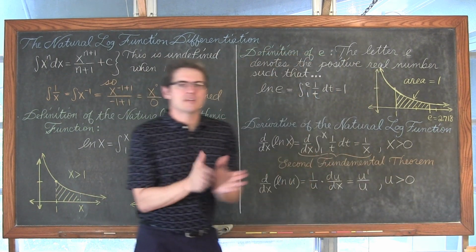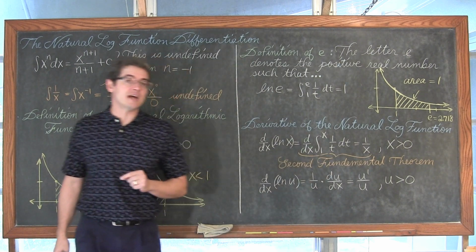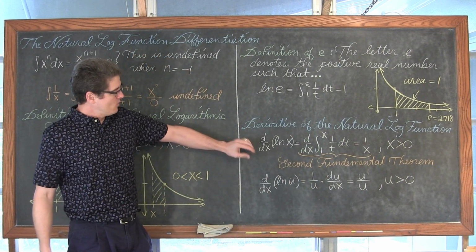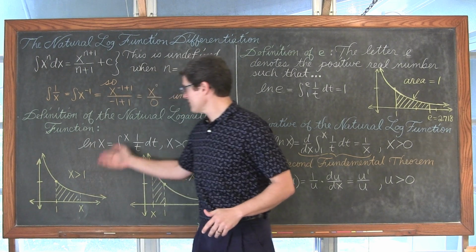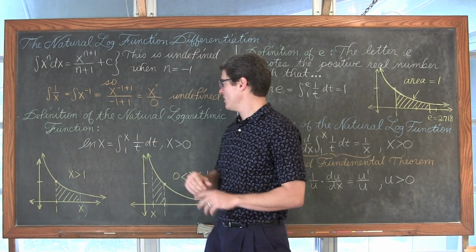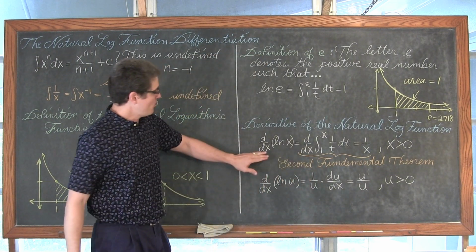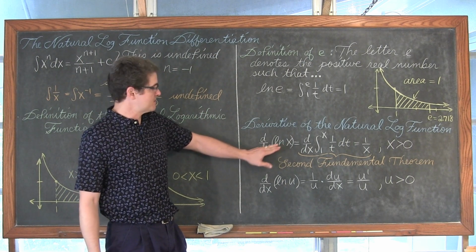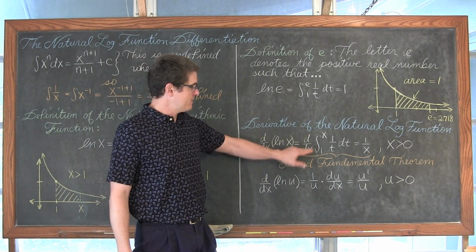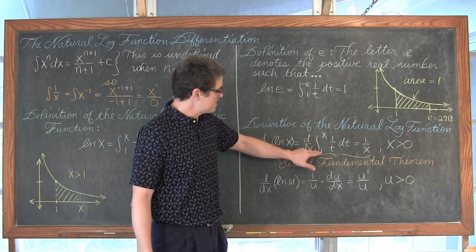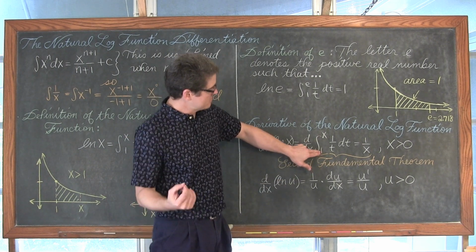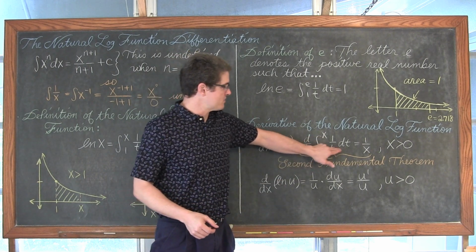I started to go off on a bit of a tangent, but I want to take care of this definition of the natural log function first. We have the natural log of x, again, equal to this definite integral of 1 over t dt. So if I want to find the derivative with respect to x of the natural log of x, we have the derivative with respect to x of, again, the definite integral from 1 to x of 1 over t dt.